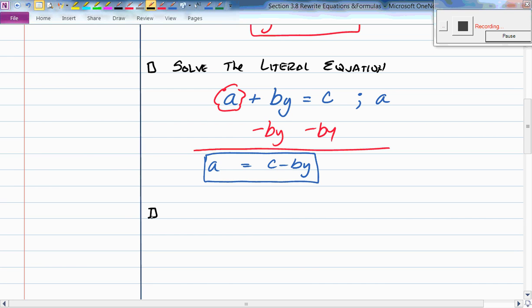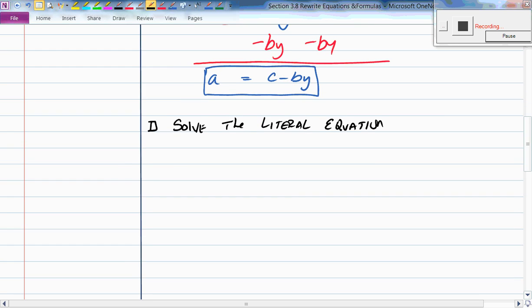All right, third idea here. I'm going to give you another literal equation. Same directions here: we're going to solve the literal equation. All right, here it is. What if I gave you this? I is equal to P R T. Who's seen this formula before? Raise your hands. Let the record show half the students in the room have seen this formula before.